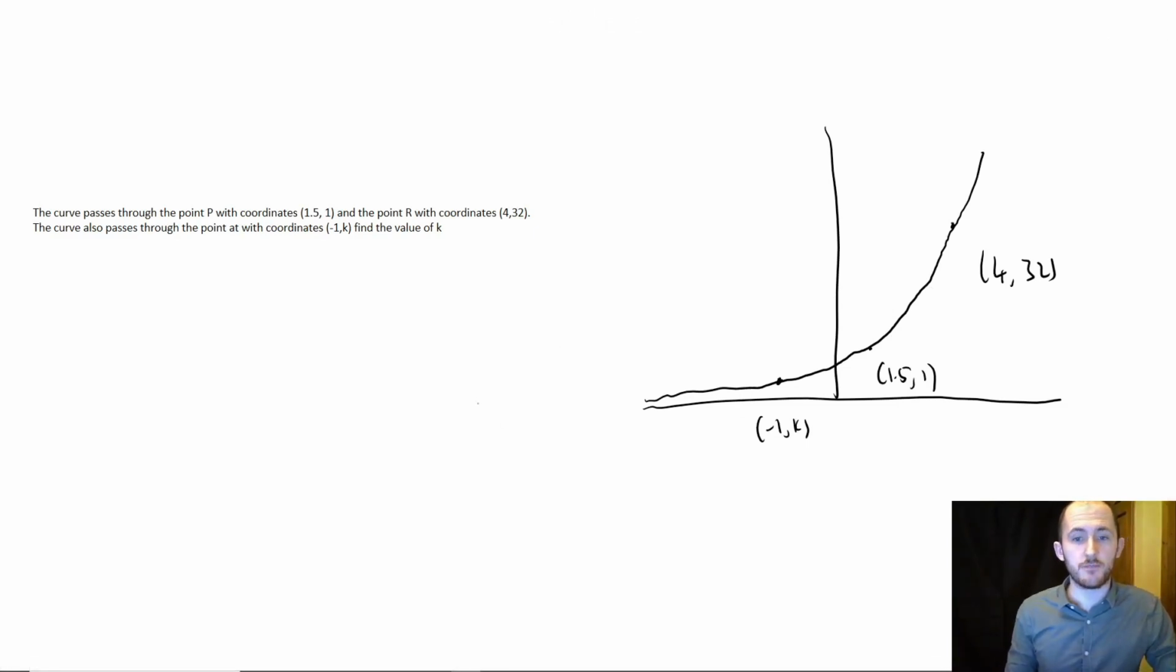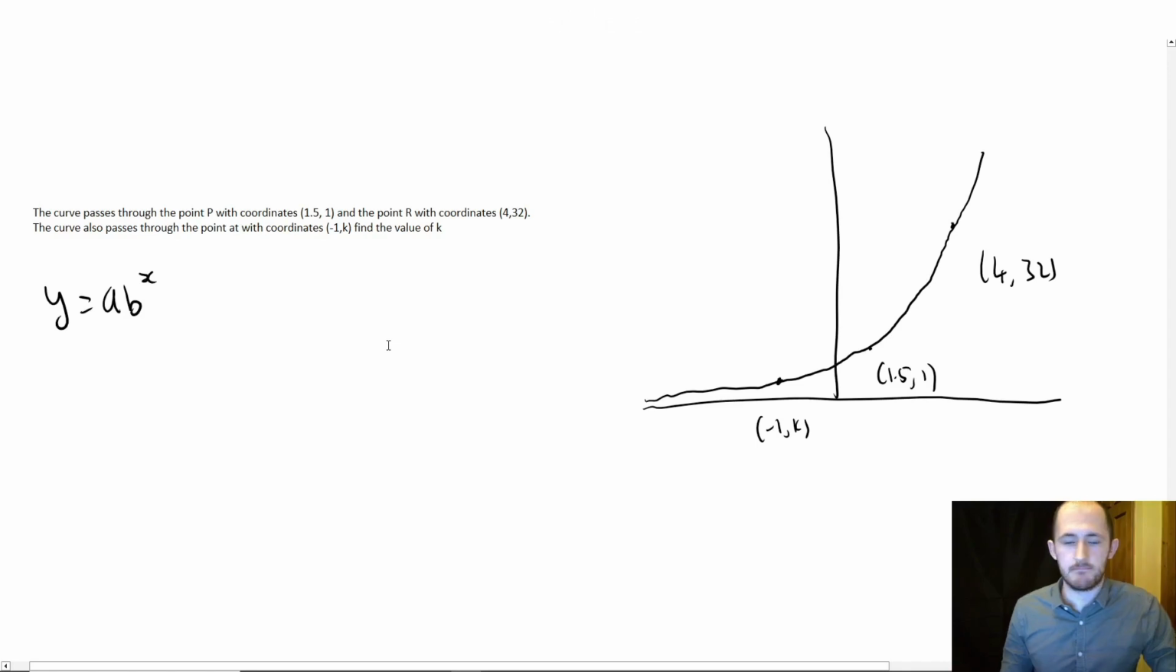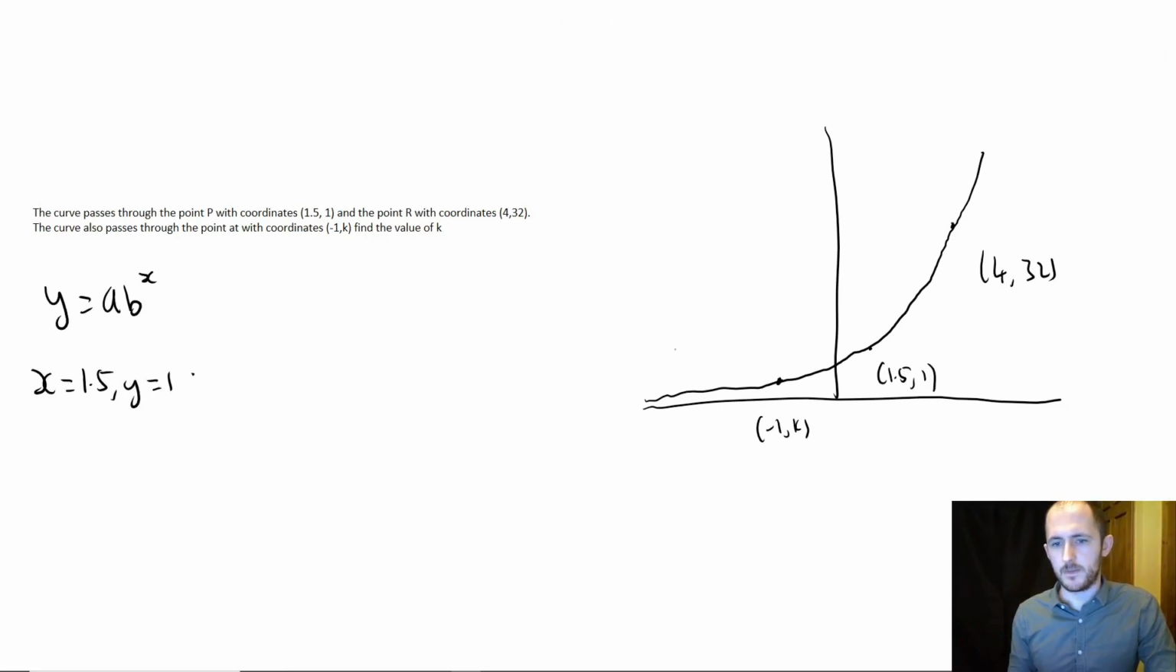So, in general, this is what they look like: a times b to the x. They have some number times a number that's to the power of x. And I don't know anything else about the curve. This is a really good question because it also involves simultaneous equations. So what we're going to do is use the information that was given and substitute it in. So x is equal to 1.5, y is equal to 1. So we have 1 equals ab to the 1.5.